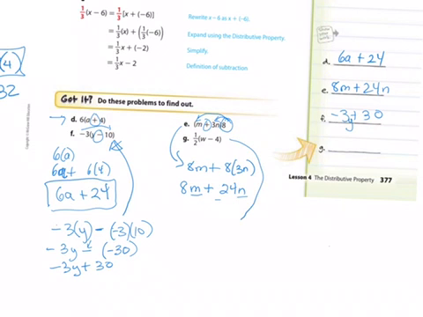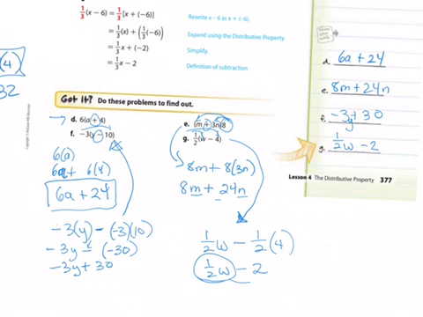Our last example, G, is 1/2 times W, and we distribute that out, minus 1/2 times 4. As we simplify that, we have 1/2 W minus 2. And there would be nothing more we could do with that, so that would be our answer, 1/2 W minus 2. Remember, you cannot add a W term to a number.